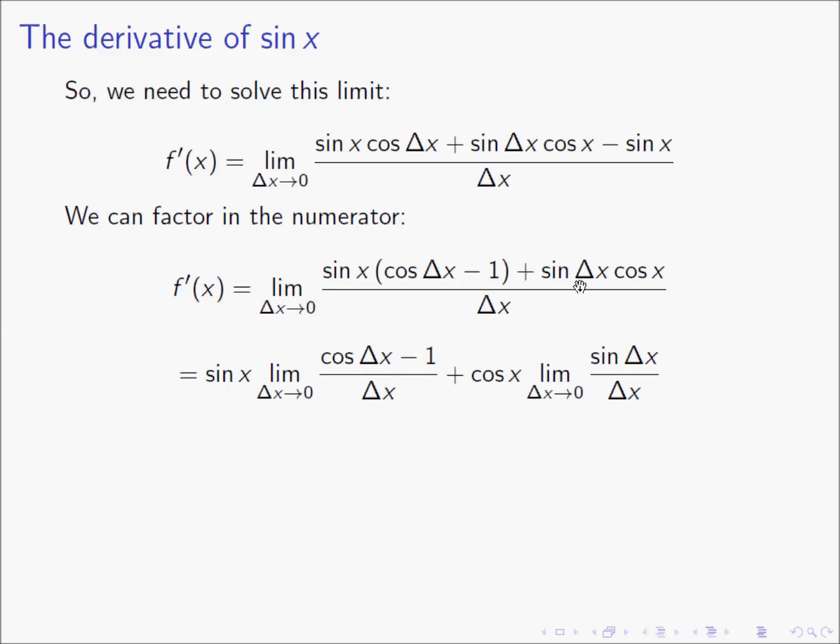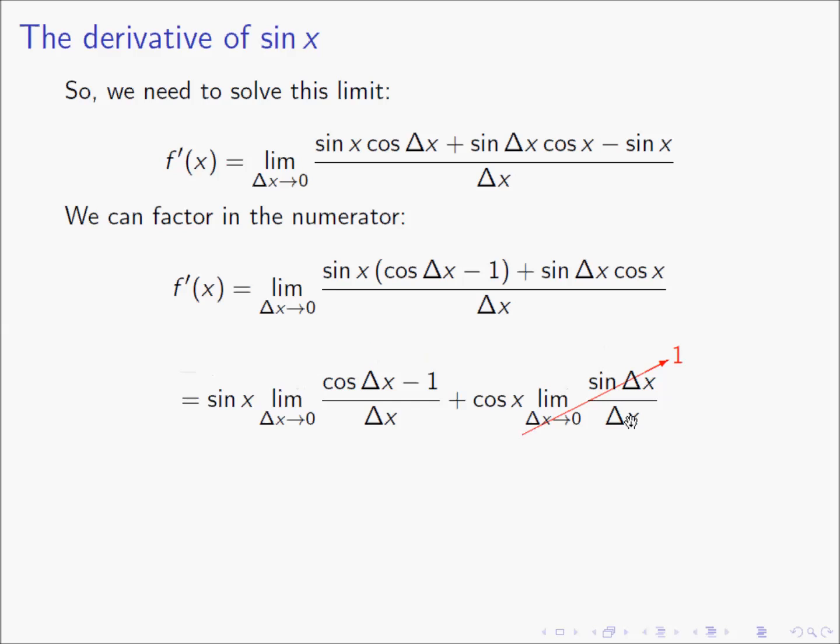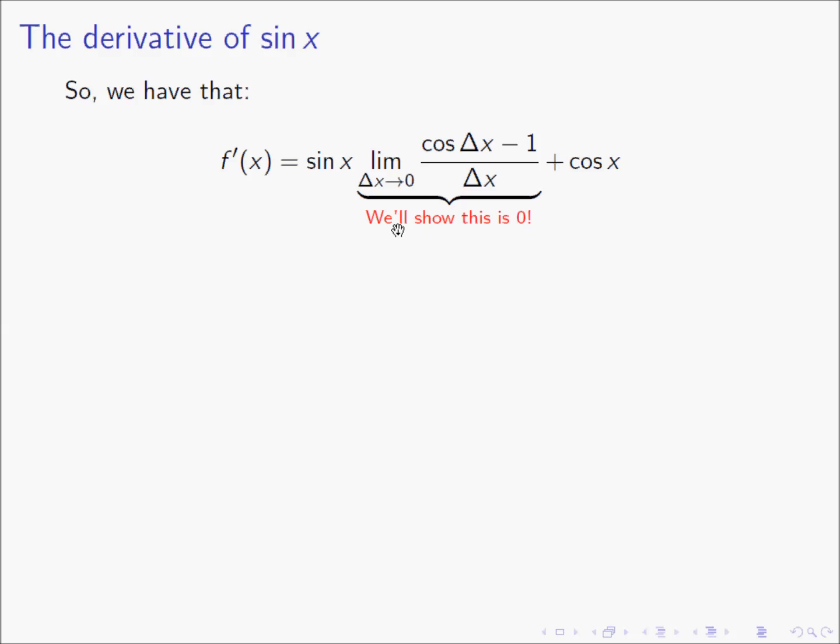Here, notice that we get sine of delta x over delta x, and that is what I call the fundamental trig limit. I wrote a whole page about this subject, where you prove that this limit equals 1 using the squeeze theorem. You can check out the page on the squeeze theorem, and it'll say why this limit equals 1. And now we're going to show that this other limit here equals 0. So we'll get that this equals 0, so the derivative will be cosine of x. Our goal now is to show that this limit equals 0.